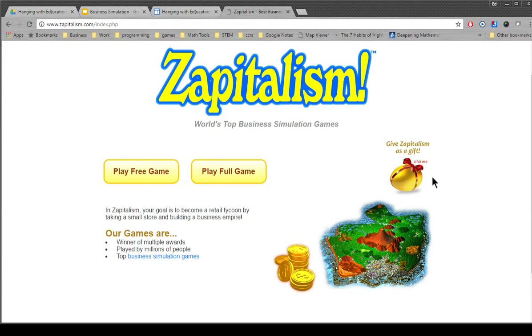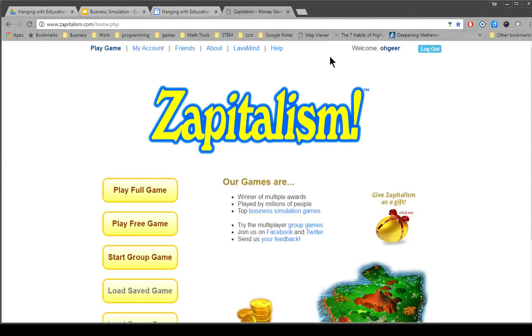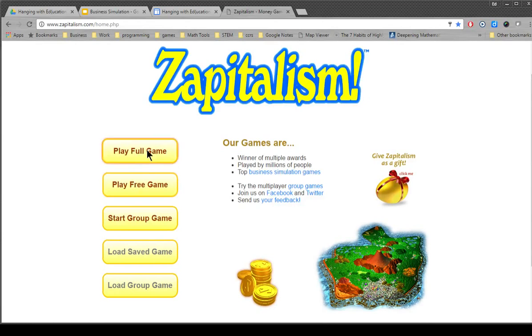We're going to click on play free game. Before you do that, you notice I have not logged in. As far as getting accounts, the accounts are free, and when you log in, it'll keep track of some things. It'll allow you to add other people to a game. I'm going to get my credentials in here. And this assumes I can remember my passwords and such. There we go. So I'm logged in right now, and you can see that once I log in, it gives me an option to play the full game, a free game, or to start a group game.